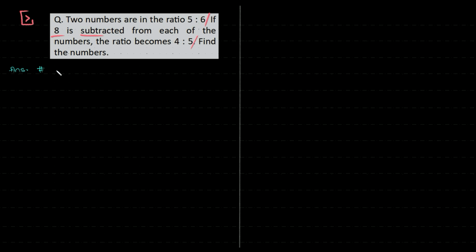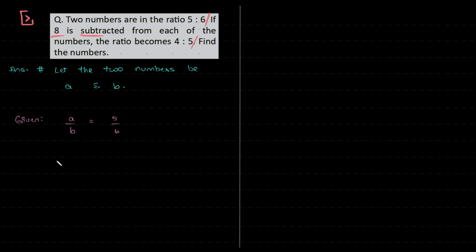So let's begin with, let the two numbers be A and B. A by B is equal to 5/6. This is what is given. Let me write it a bit neater. So we have been given that A by B is equal to 5/6.